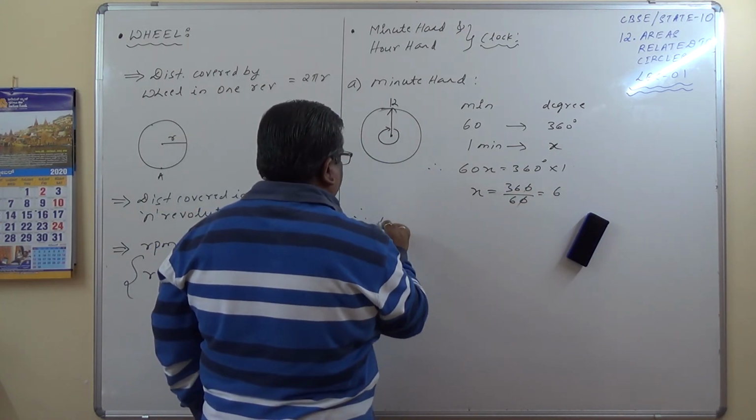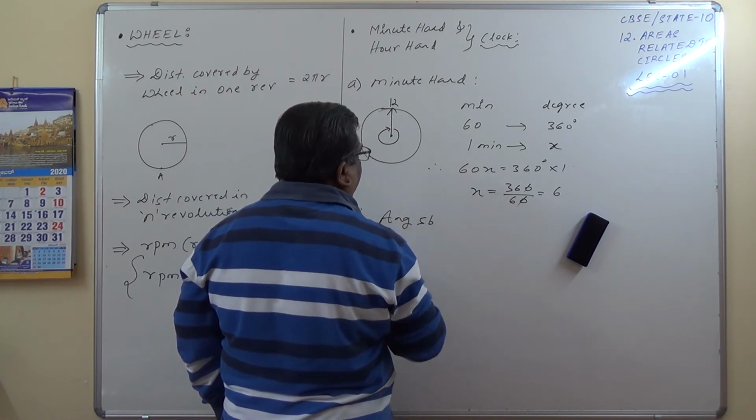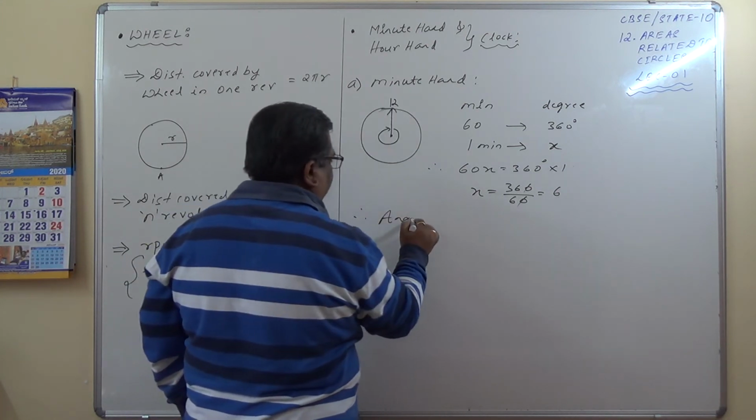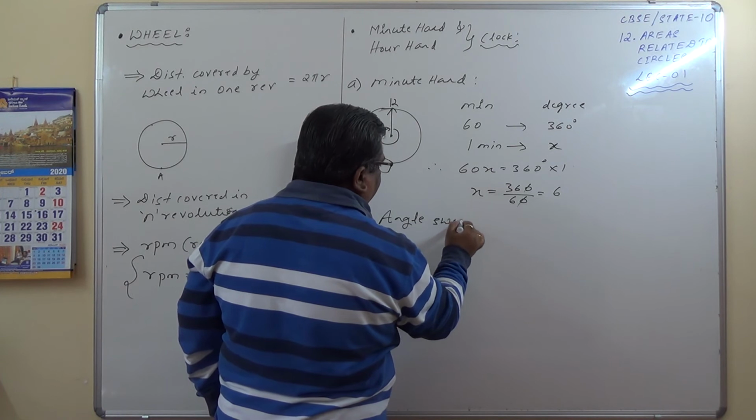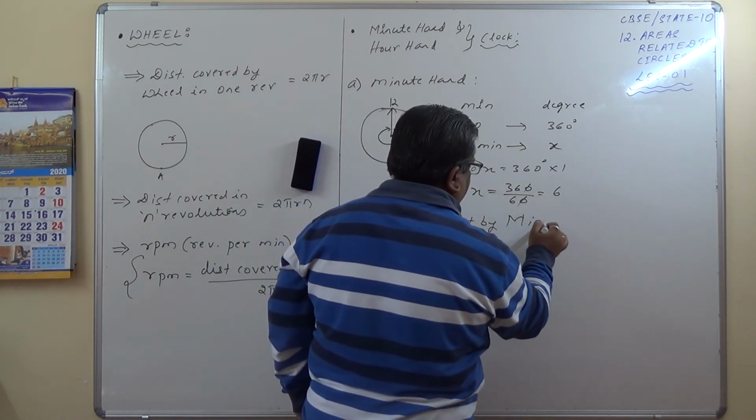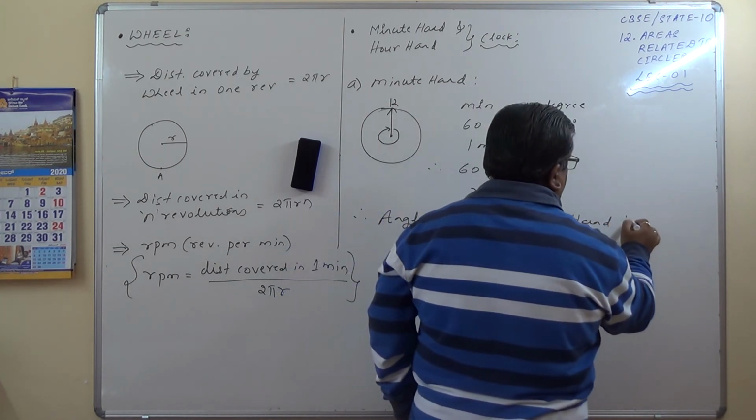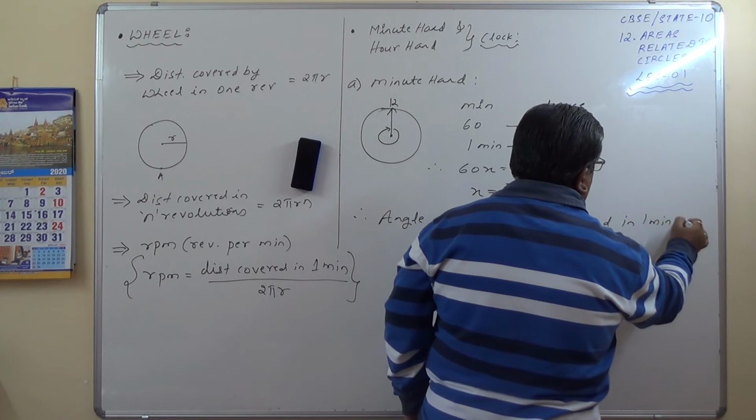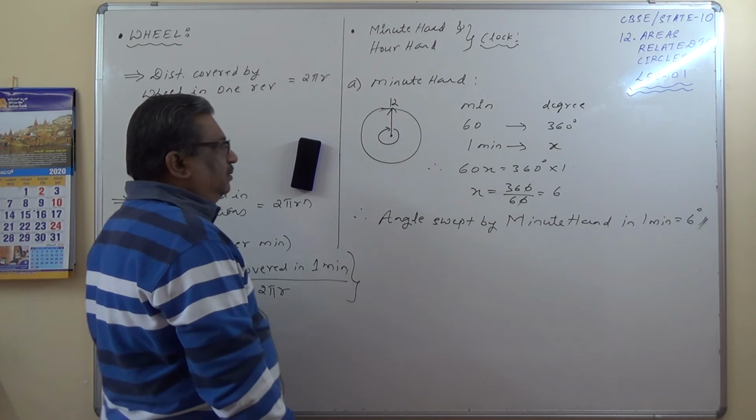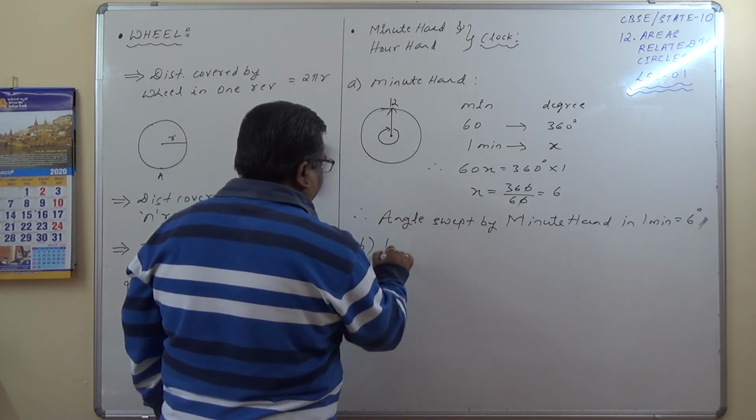Therefore angle subtended by, or angle swept by, that is the right word, angle swept by minute hand in 1 minute is equal to 6 degrees. Remember that. Clear? Next, B, hour hand.